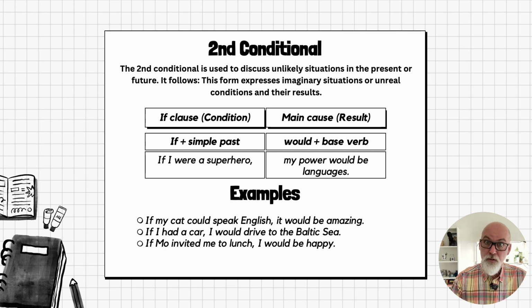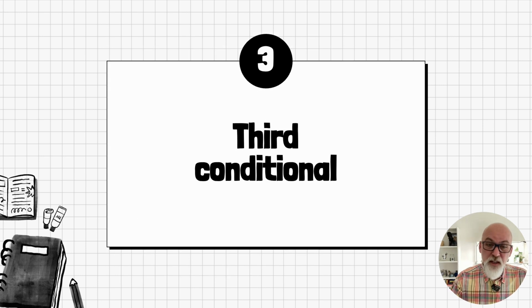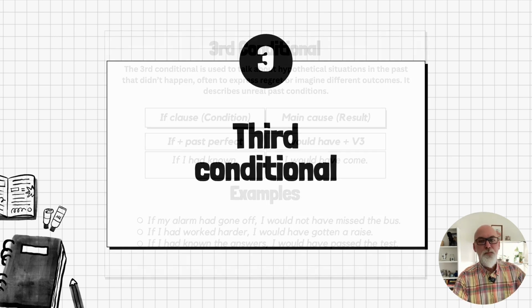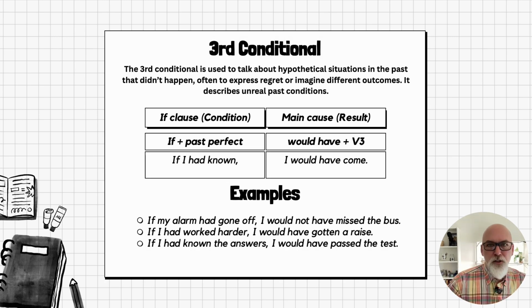Let's go to the third conditional, which is more difficult. We rarely use it, but it's good to know. The third conditional is used to talk about hypothetical situations in the past that did not happen. Hypothetical, imaginary, often to express regret or imagine different outcomes. It describes unreal past conditions.